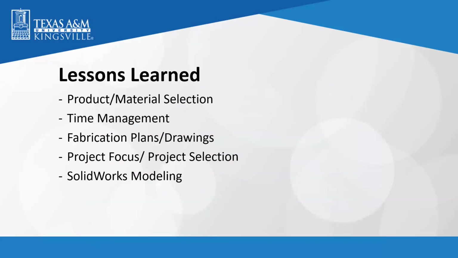As far as lessons learned, again, product material selection, making sure that things that we ordered come in exactly the way that it's specified. Time management, making sure that we do things under a specified time period, getting everything ready and having everything essentially ready to go. Fabrication plans and drawings, again, that's something simple, making sure that everything's to spec, making sure that what we give our welder or fabricator, he knows exactly what he needs to do and making sure that what we get is what we want.